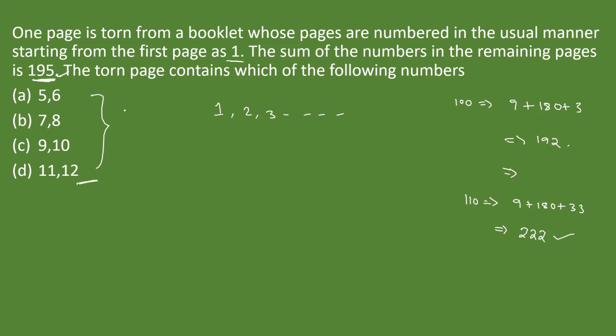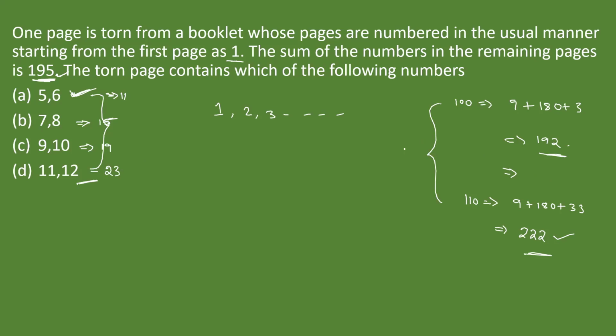See, this question is also a similar one. My suggestion is, don't think too much about these types of questions. Let us assume that the 5th and 6th pages are removed for the time being. What happens to their sum? 11. Similarly, if 7 and 8 are removed, their sum is 15. If the next two are removed, their sum becomes 19. Then 23. Now see here, for 100 pages and 110 pages we get 192 and 222. This is the range which we have.